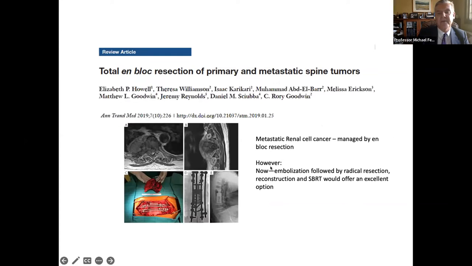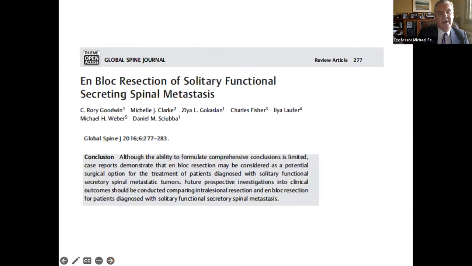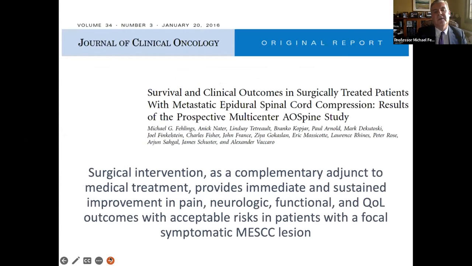But the caveat is that now with embolization followed by a radical subtotal resection, reconstruction and stereotactic radiosurgery is an excellent option that in Toronto has largely supplanted the use of en bloc resection for these lesions. And then in addition, en bloc resection is an option for a solitary functionally secreting spinal metastases. So for example, the patient with the thyroid cancer that I presented at the outset.